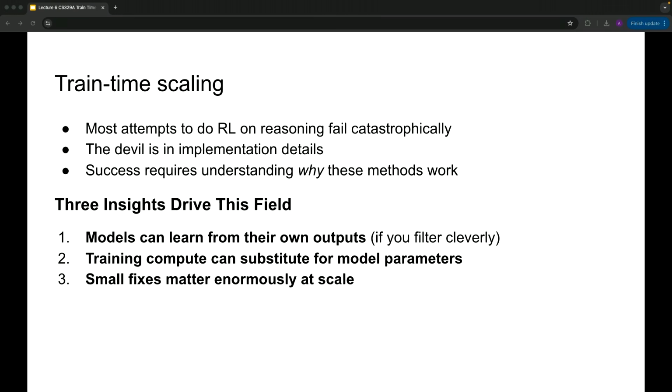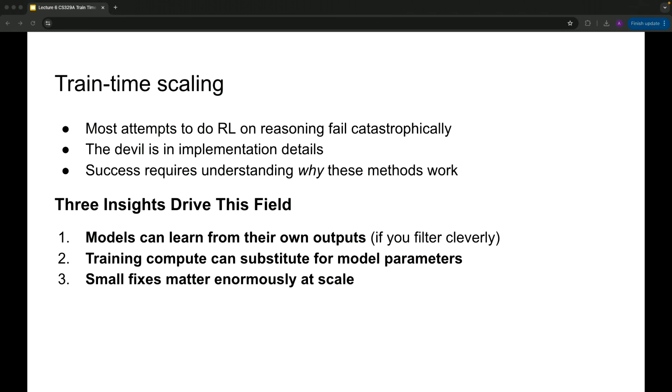Earlier, you were just training the model on the internet. That is pre-training. If you allow the model to learn from its own outputs, by filtering cleverly, you can improve the models even further. Hence, the class is called the Self-Improving AI Agents class. And the amount of compute you invest in training the model on its own outputs can substitute for model parameters. This also parallels some of the earlier efforts, where increasing the amount of data used in training smaller models has been shown to help improve certain benchmarks.